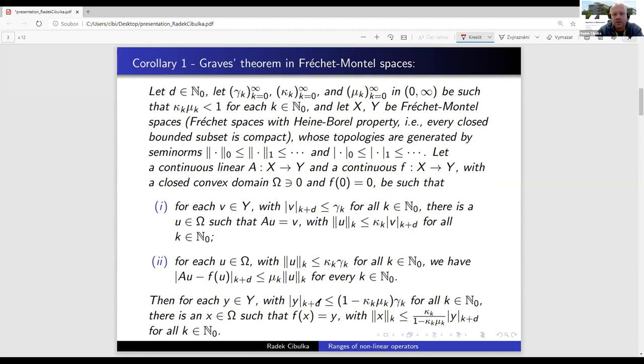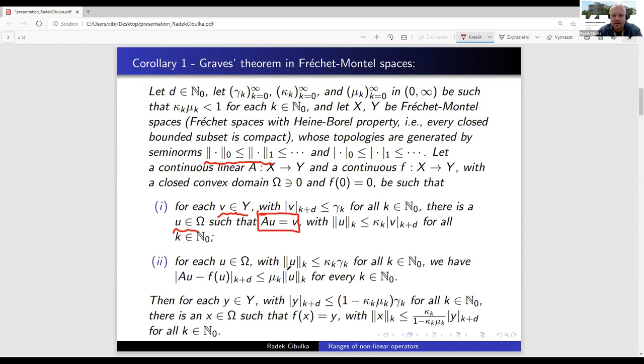So if you have a Fréchet space, you can generate the topology with some sequence of seminorms. You can assume that they are somehow increasing, as in this case, and suppose that you are able to solve a linear problem. So for each right-hand side, which satisfies some constraints on the seminorms, I am able to find a solution of this linear equation.